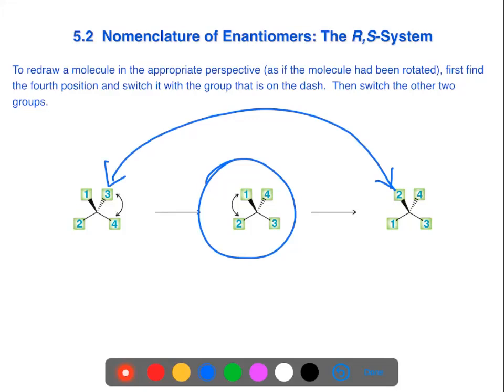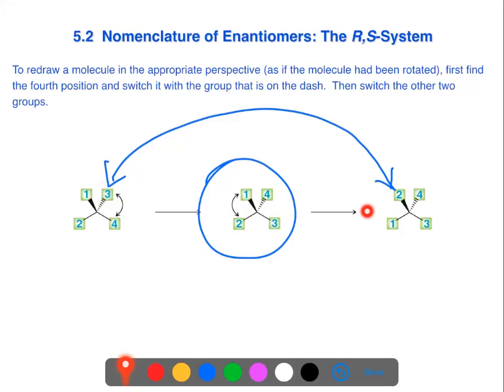So if you find it challenging, and it's very common when you're first starting to look at stereoisomerism, to rotate the molecule in your mind, then this is one strategy that works every time: you take the lowest priority group, you exchange it with whatever group is in behind the page, and then you exchange the other two substituents off that chirality center.